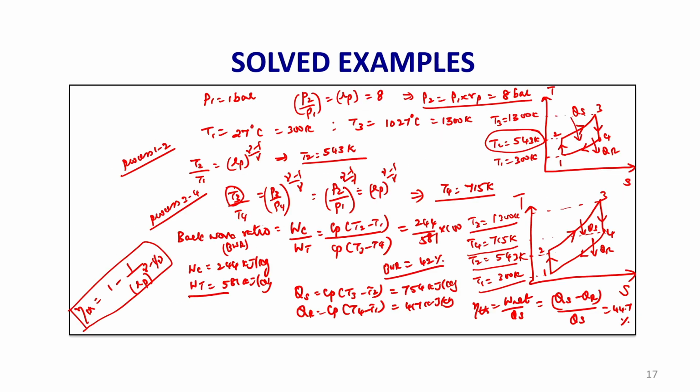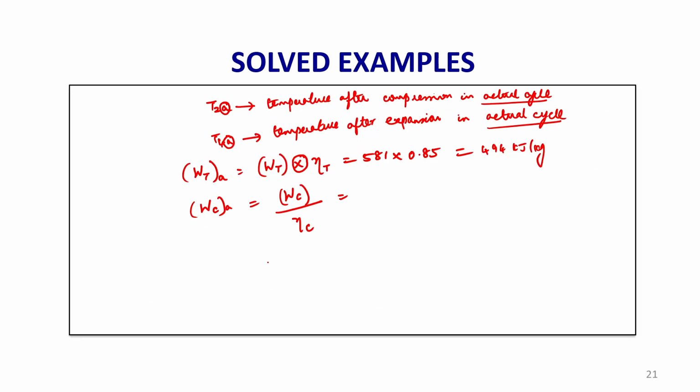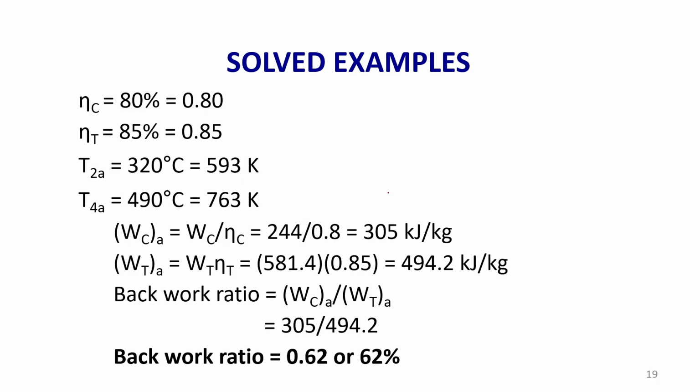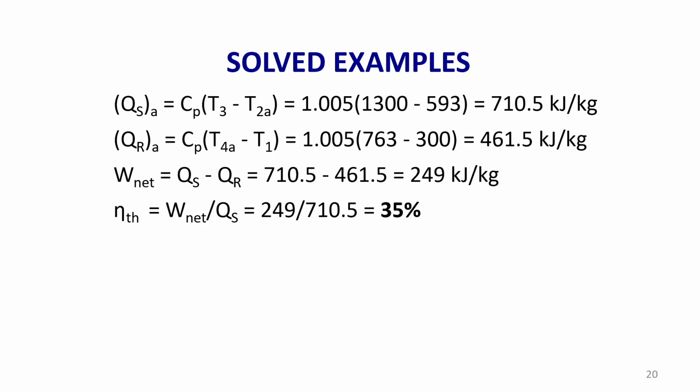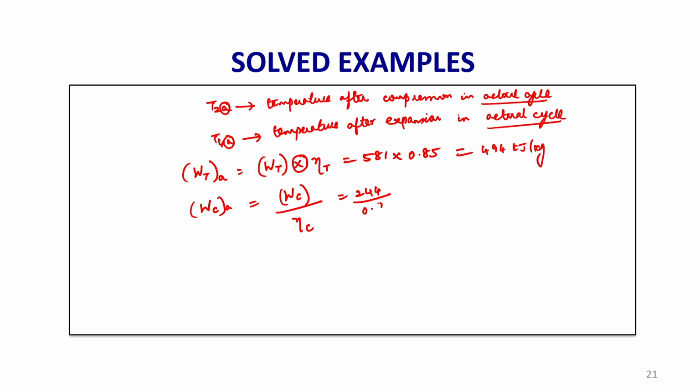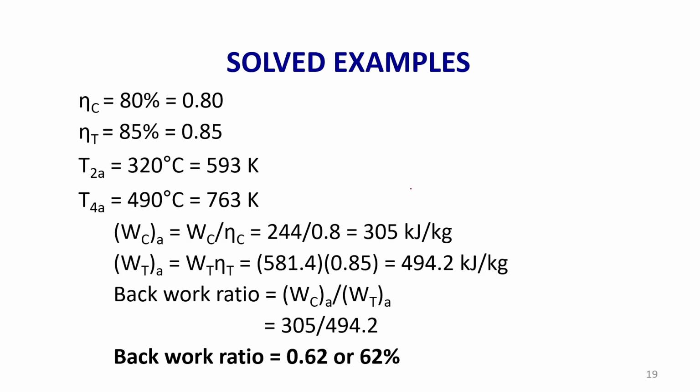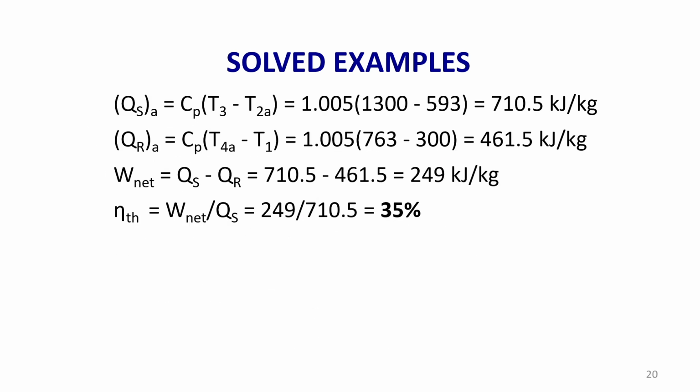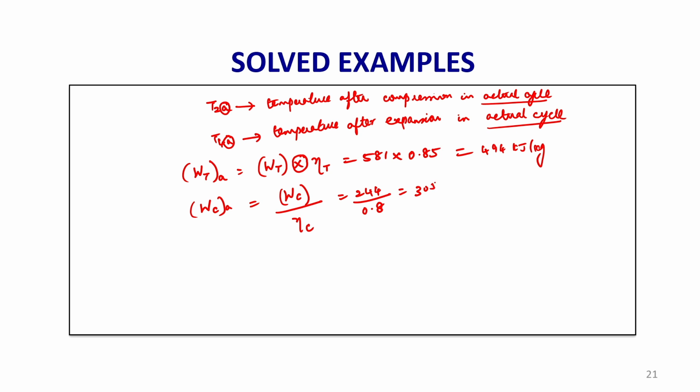The compressor work which we got is 244 kilojoule per kg. So this is 244 kilojoule per kg divided by the compressor efficiency of 80%. So divide by 0.8. You will get 305 kilojoule per kg. Here you can see this is the ideal case, assuming the efficiency is 100%, but in actual the power consumed by the compressor is 305.